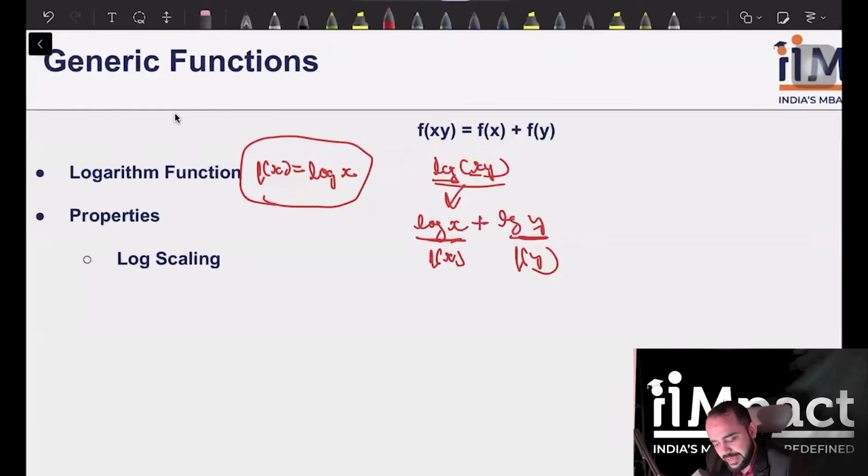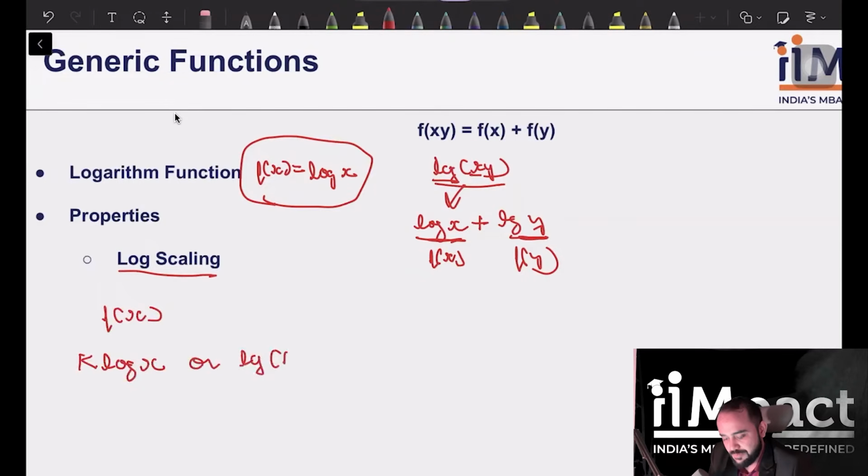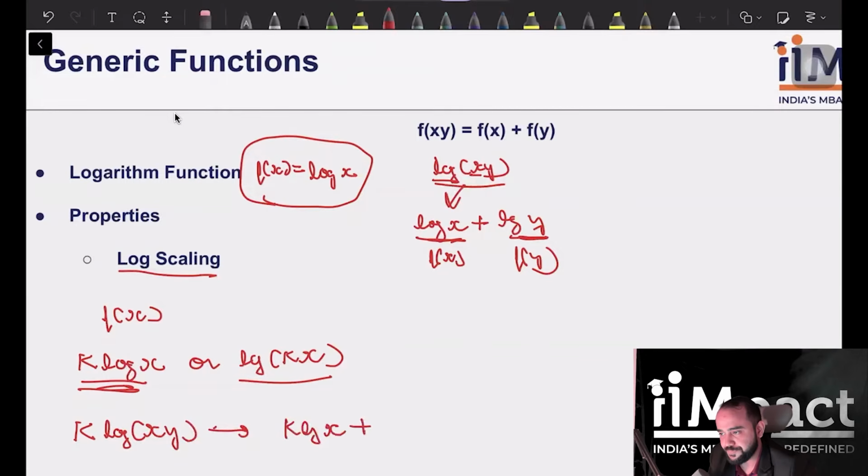Now, can I scale here as well? Should I take f of x as k times log x or log of kx? First of all, are these two different? Yes. So which one can I take? Let's test both. Let us test this one first. So I am saying k times log of xy will turn out to be k log x plus k log y. This is what f of x, this is what f of y. So this one works.